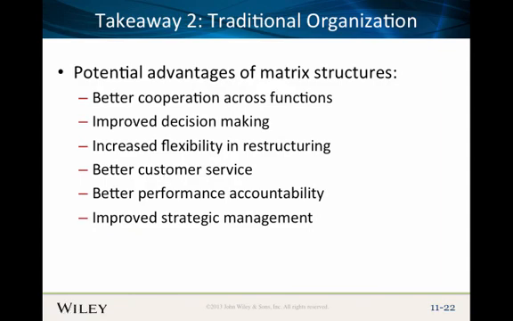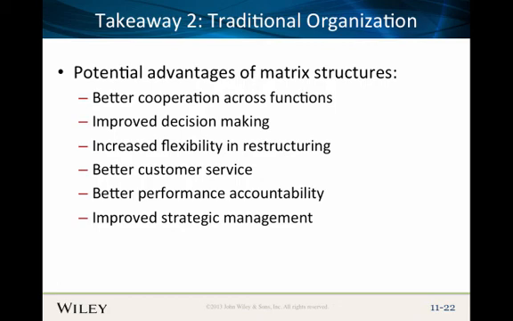Well, the argument is one: it is better cooperation across functions. Well, why does that happen? Well, that happens because there is that divisional element built into a matrix structure, okay? So although that person was working in manufacturing, they were also working in the Project A team, and therefore they would have to interact with other members, other functional people that were working on Project A. They would have to interact there, so there's better cooperation.